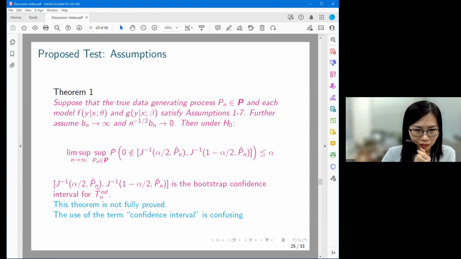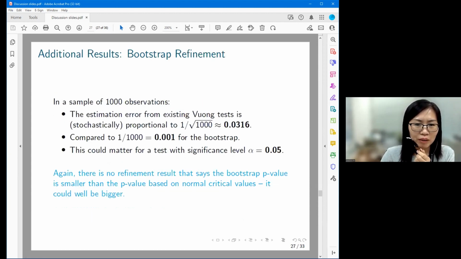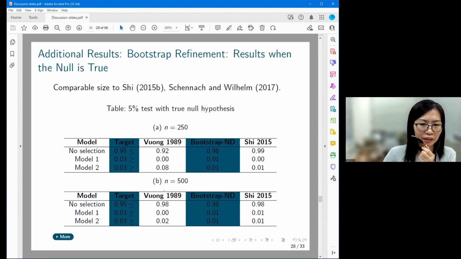All right, so this is the theorem that the paper tries to prove, saying that the rejection probability under the null hypothesis is bounded by alpha, but it's not fully proved. So the bootstrap refinement, as I explained, says that the bootstrap p-value should be smaller. So bootstrap refinement really does not have a direct impact on power.